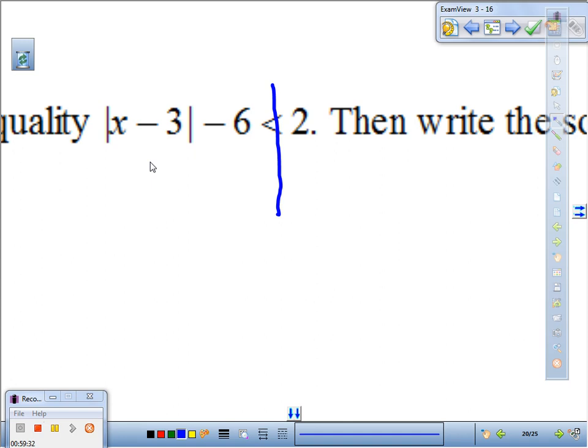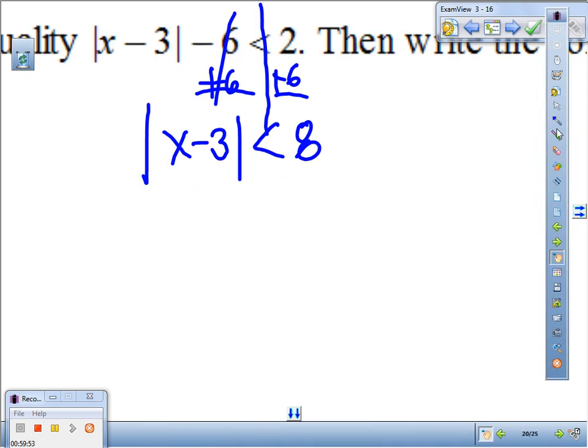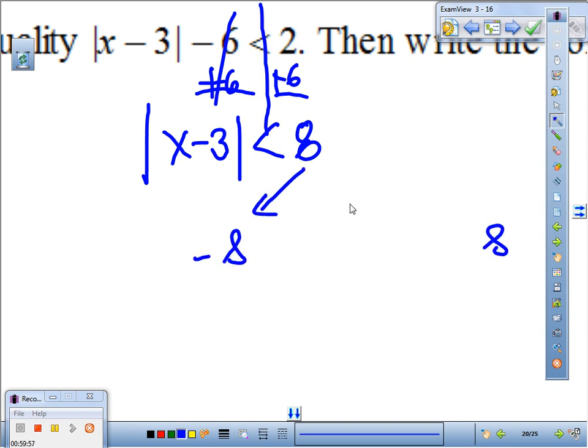So, step 1. Kaylani, what do? Add 6 to both sides. We're left with absolute value x minus 3 less than 8. Is there anything outside the absolute value on this side? No. So we write 2 inequalities, one for negative 8 and one for positive 8. Remember to flip the symbol here for the negative. That is correct. Don't forget that, please.